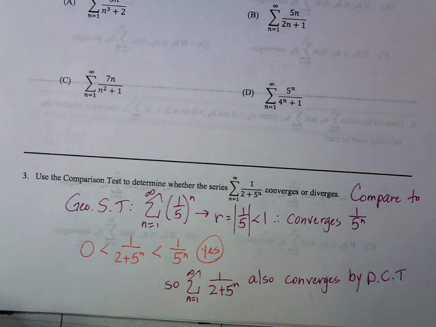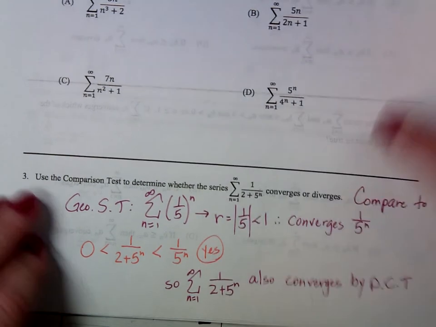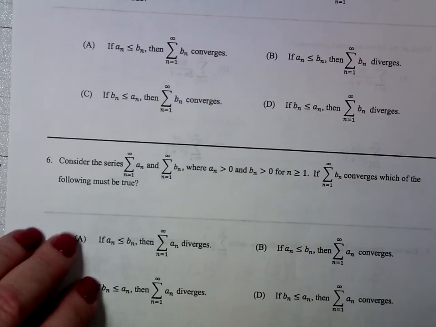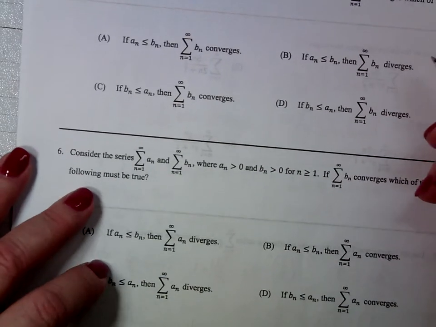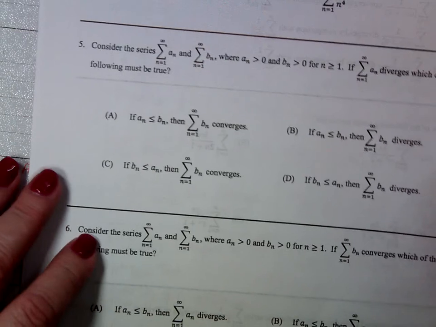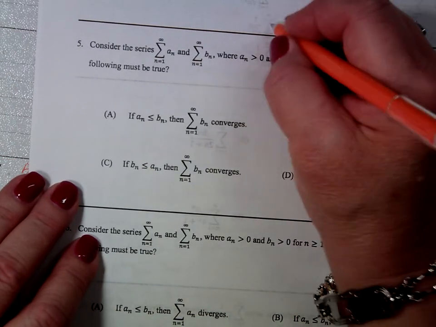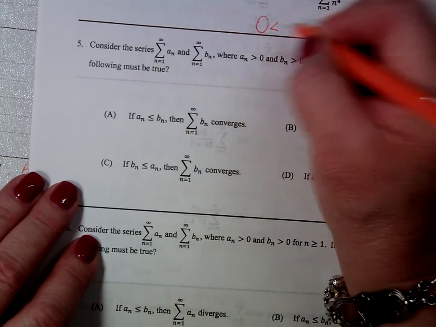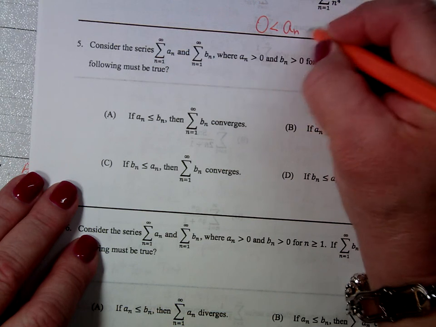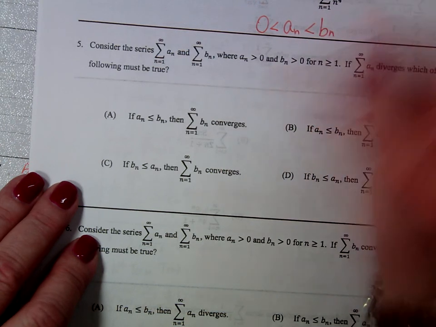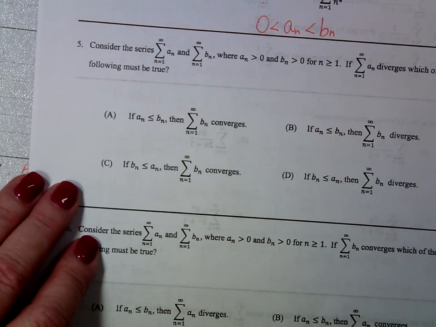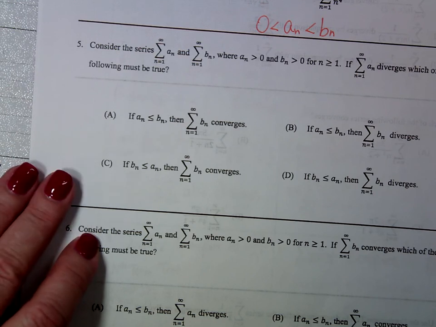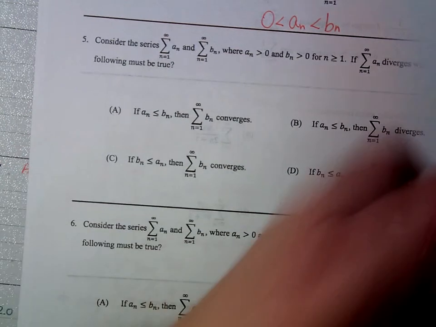Numbers 5 and 6, be careful of this whole comparison thing. Do they converge? Do they diverge? And it's all based off of the inequality that's in your box that says 0 has to be less than a sub n, has to be less than b sub n in order for them to both converge or diverge. So just beware of that for answers 5 and 6. We can talk more in class about that if you have questions.